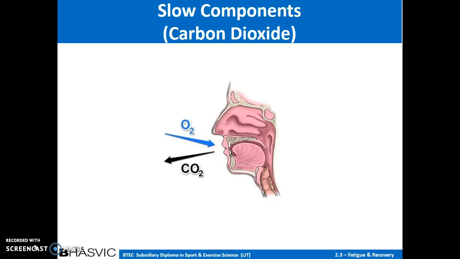Slow components are the reason that we take longer to recover after maximal exercise, and this is called the lactic acid recovery. We take longer to recover due to how, for one, we will have to rid of carbon dioxide. We have a bigger buildup of carbon dioxide when we exercise due to how working muscles convert the oxygen into the CO2.